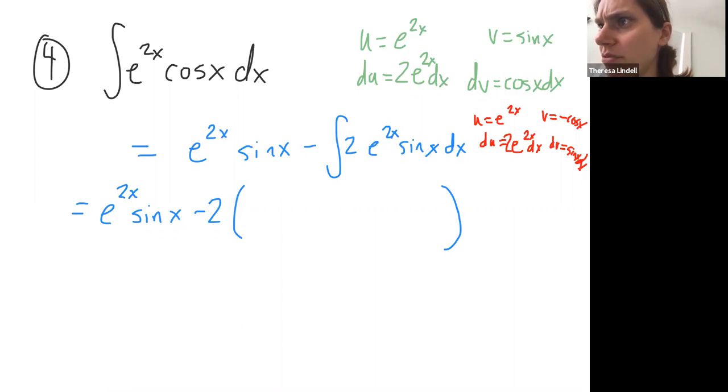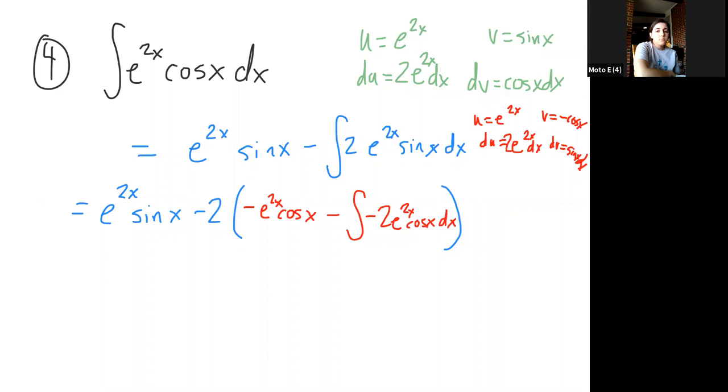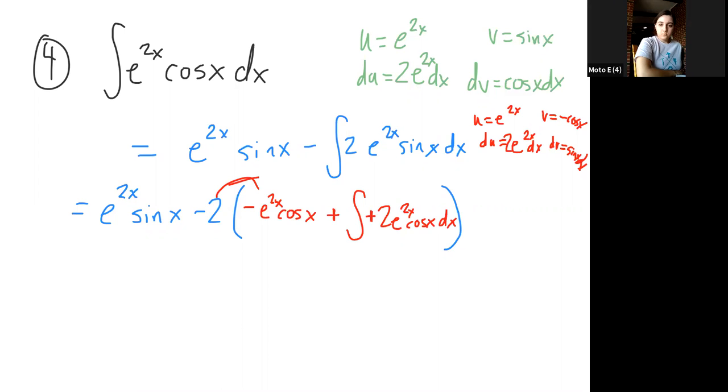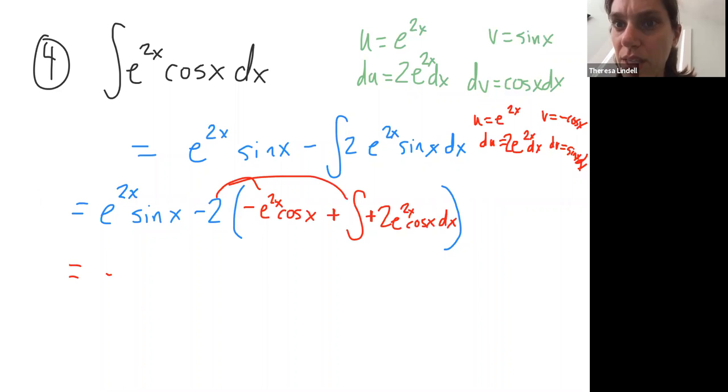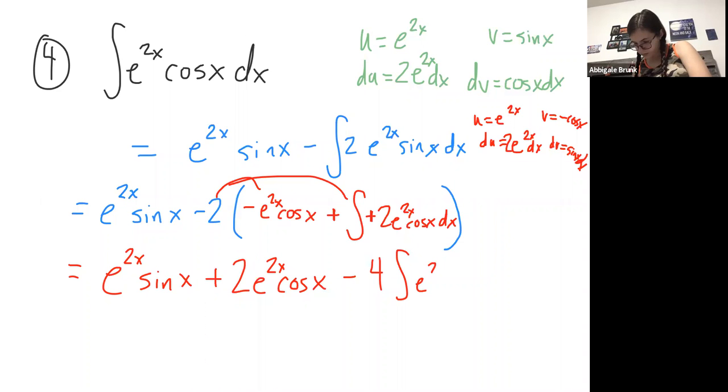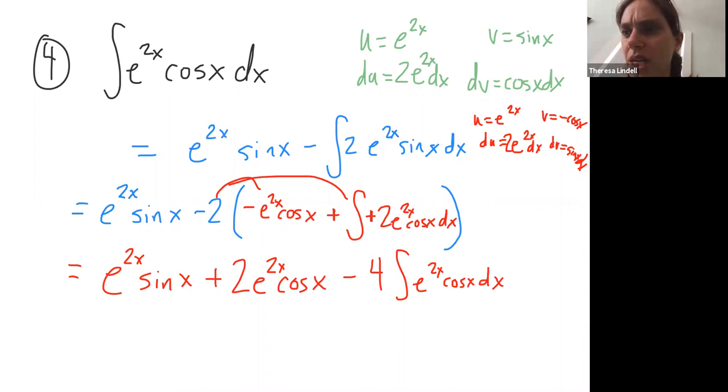So u v would be negative e to the 2x cosine x, and then minus the integral of v du would be negative 2 e to the 2x cosine x dx. And then we got negatives all over the place. These will make a positive, and then this is going to distribute in and make this one positive, but this one negative. So we're going to have e to the 2x sine x plus 2e to the 2x cosine x, and then minus 4, right? If we pull that other 2, of e to the 2x cosine x. Is that okay for everybody?